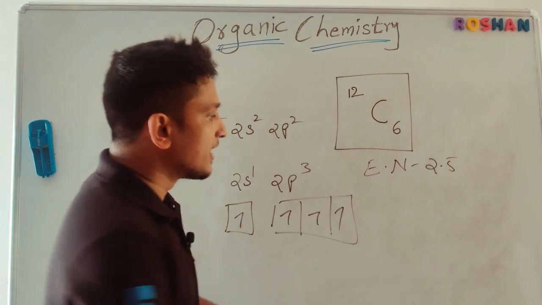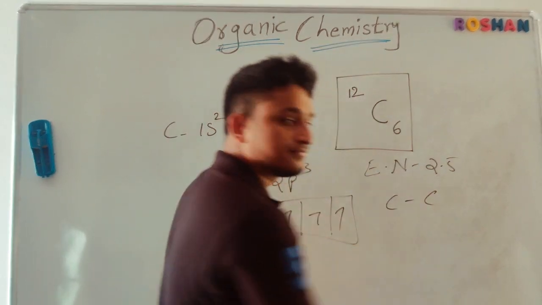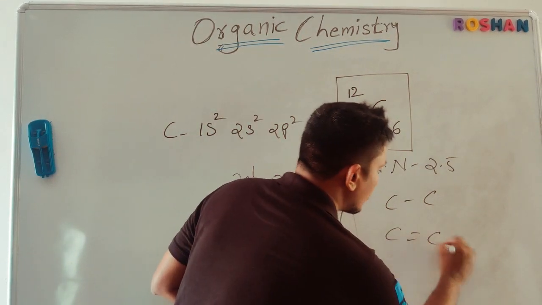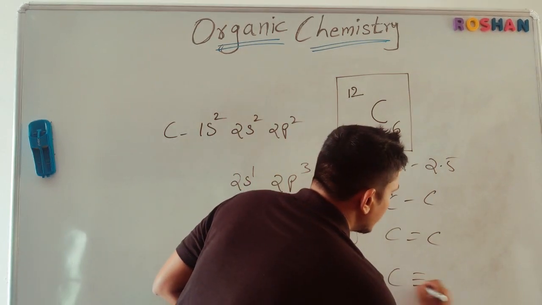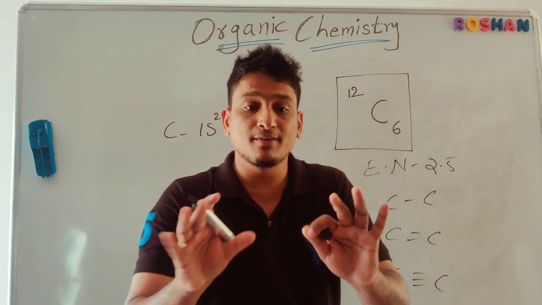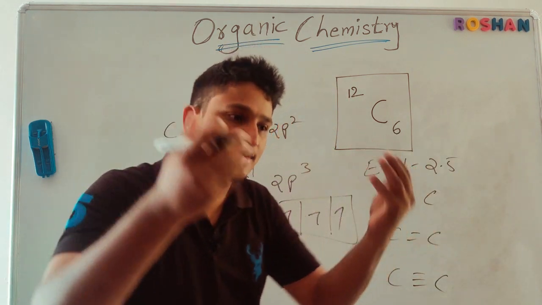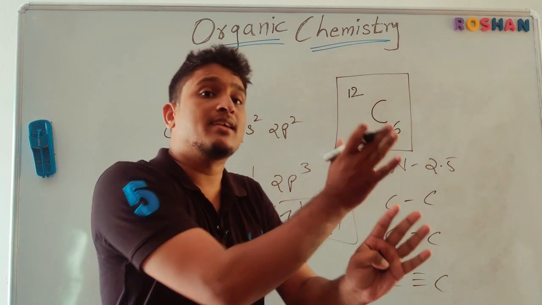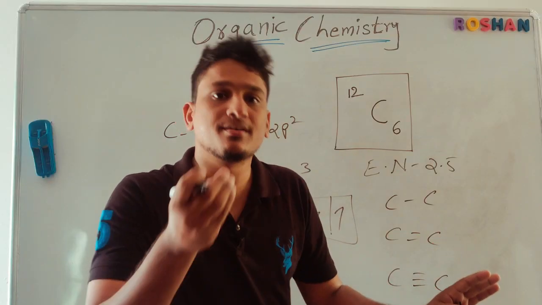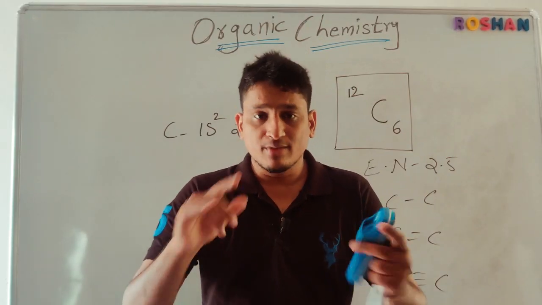Because of this reason, carbon can form single bonds, double bonds, and triple bonds. I am not saying that if a carbon compound is formed, it is completely unreactive. No, it is also reactive. But compared with other compounds, carbon bondings are very, very strong.